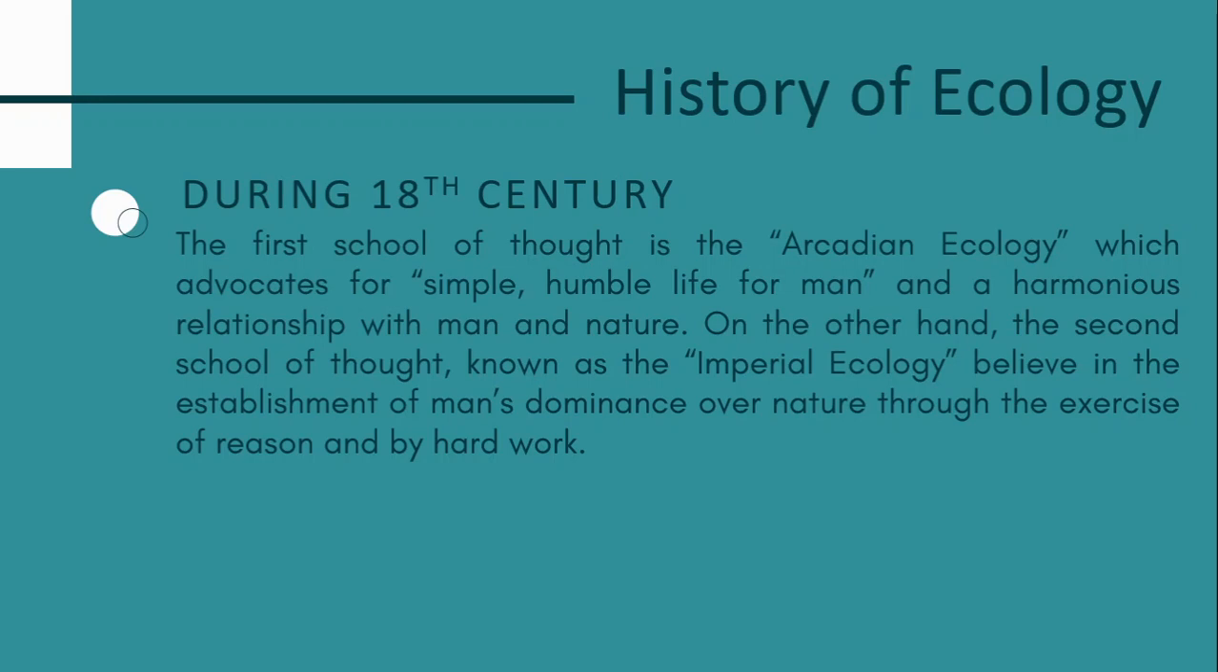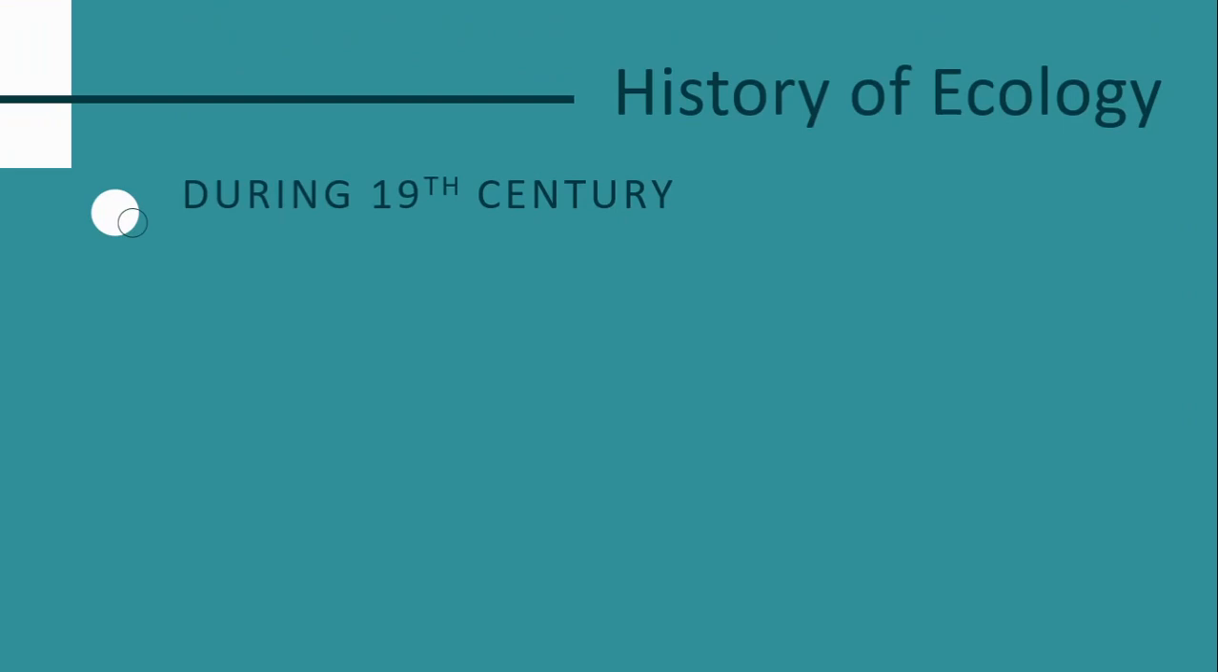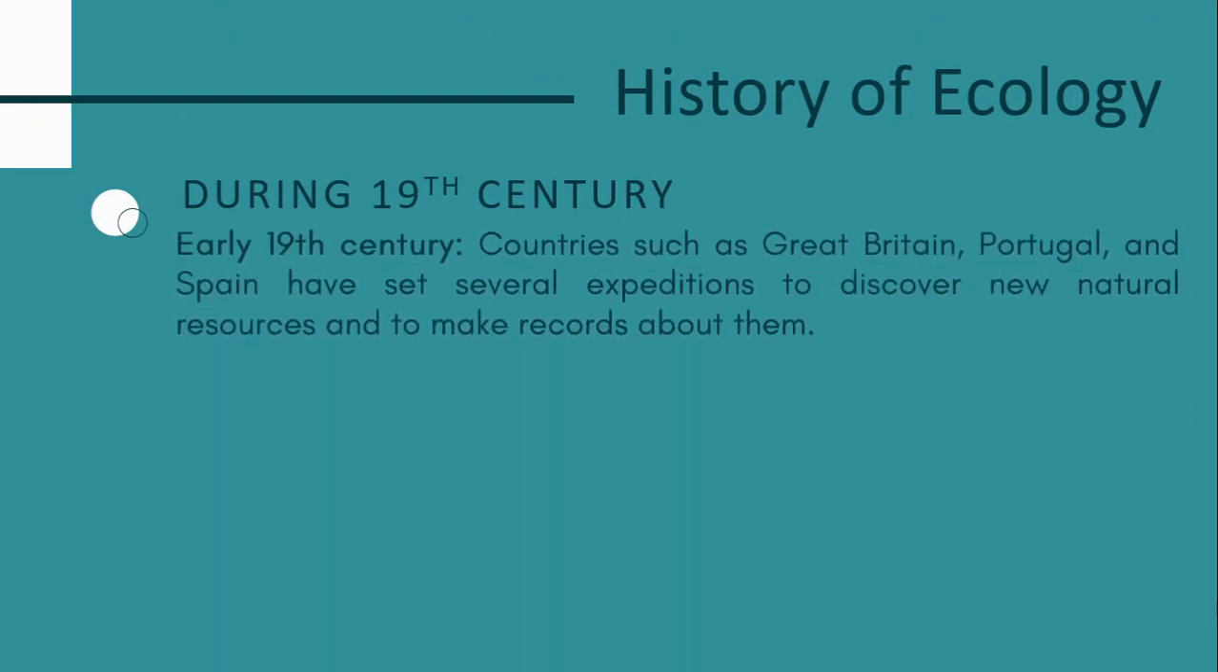The first one is the Arcadian Ecology, which advocates for the simple, humble life of man and a harmonious relationship between man and nature. On the other hand, the second school of thought, known as the Imperial Ecology, believed in the establishment of man's dominance over nature through the exercise of reason and by hard work. During the 19th century, countries such as Great Britain, Portugal, and Spain set several expeditions to discover new natural resources and to make records about them.